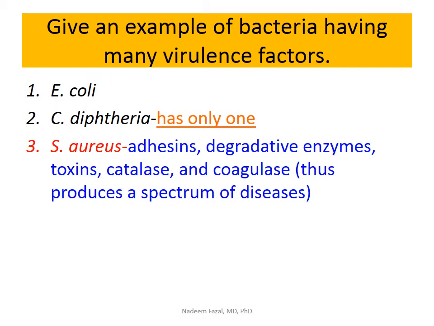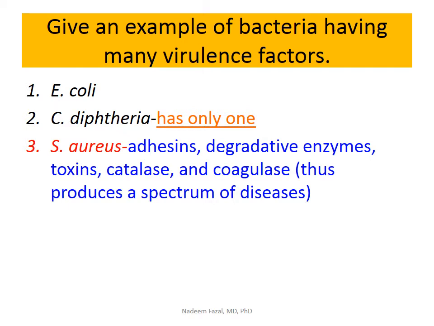Now in this case, you can see, of course, as I said just now, it has only one. But if you look at Staph aureus, it has tons of virulence factors. So the more virulence factors a bacteria has, the more variation in terms of clinical picture, the more variation in terms of tissue injury. And you can see adhesins, degradative enzymes, toxin, catalase, coagulase, and so on and so forth.